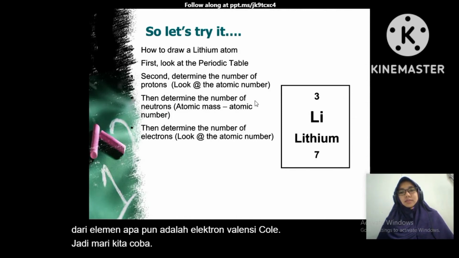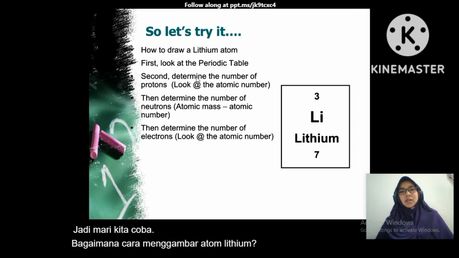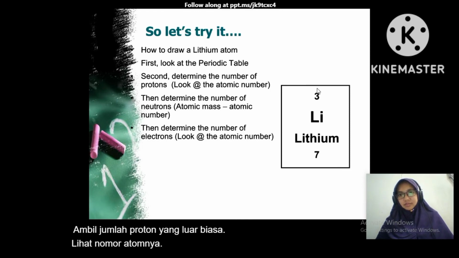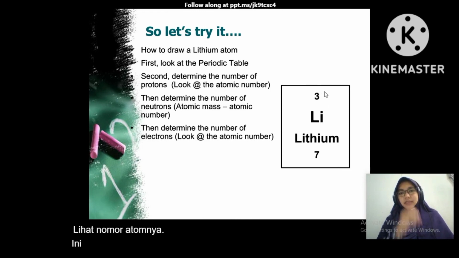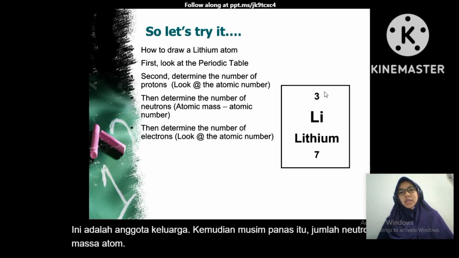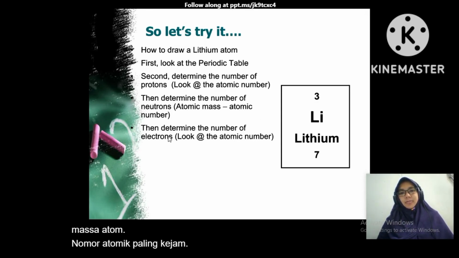So let's try it. How to draw a lithium atom. First, look at the periodic table. Second, determine the number of protons. Look at the atomic number. Then determine the number of neutrons: atomic mass minus atomic number. Then determine the number of electrons. Look at the atomic number.